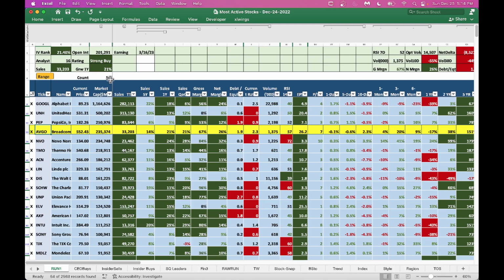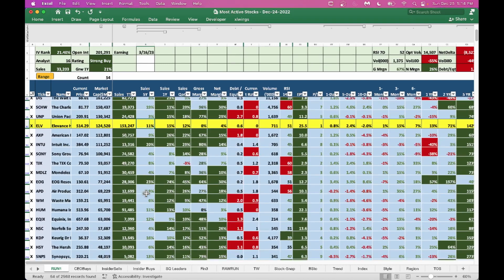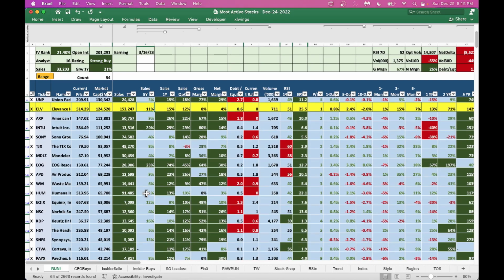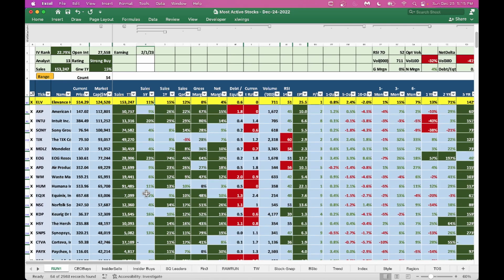We got just 54 names here. Look, we got Google, UNH, and so on and so forth up to Mondelez here in one list. And as I scroll down here, we can get the next set of stocks here. Look, we got the next set of stocks right here. We got ELV, AXP, all the way down to PAYX, Paychex, one of my favorite companies here. Even Corteva is a great one here.